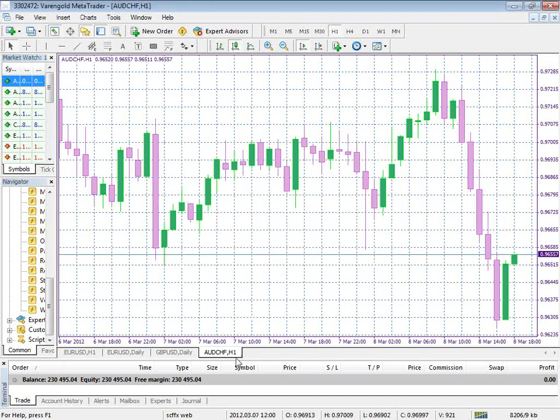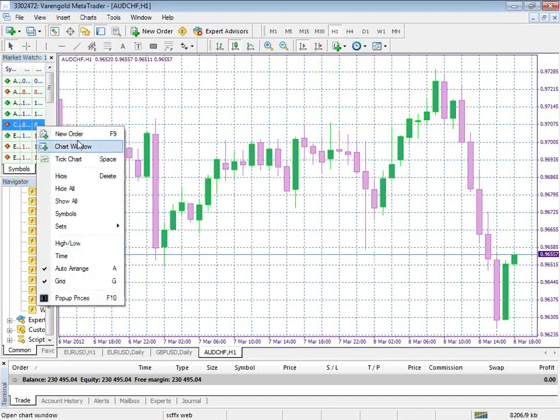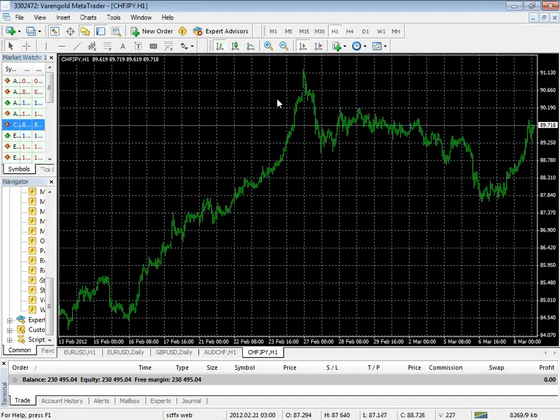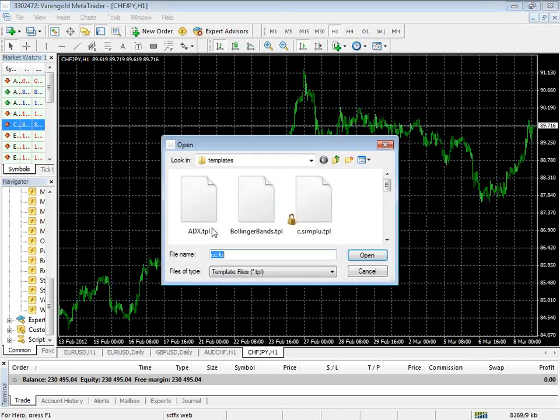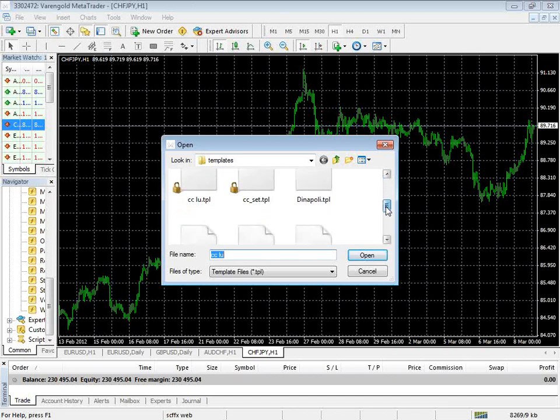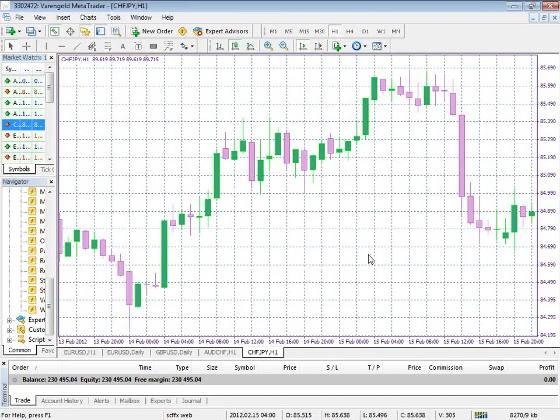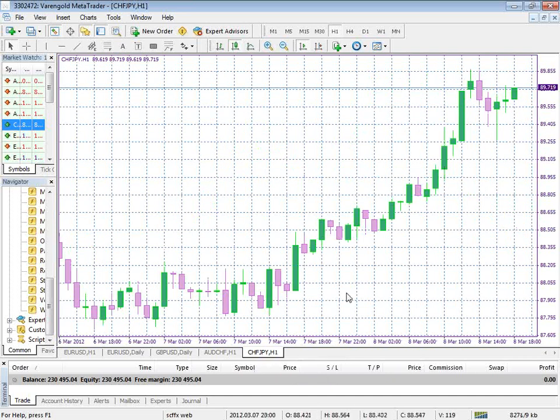If I want to have one other chart with the same template, I just have to click on the toolbar and load one template. And I will look for the Webinar 3 template, that one. And I have the same, but in the chart that I just loaded. The same we can do with the profile.